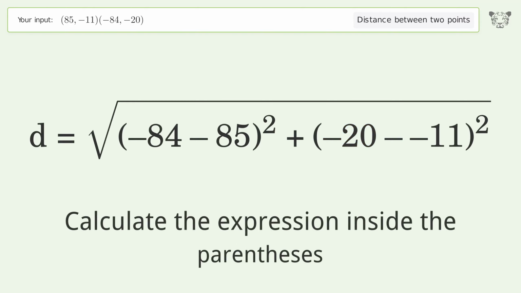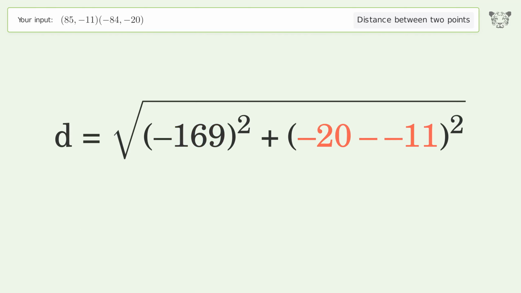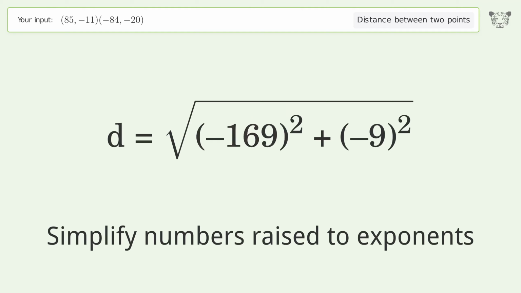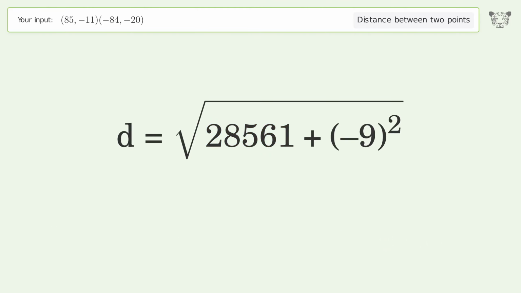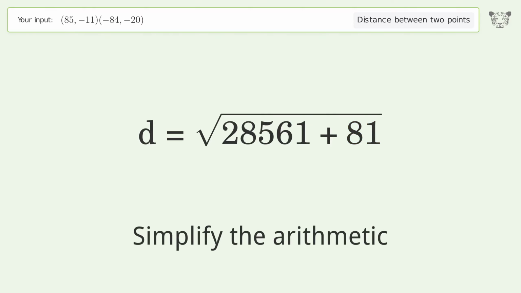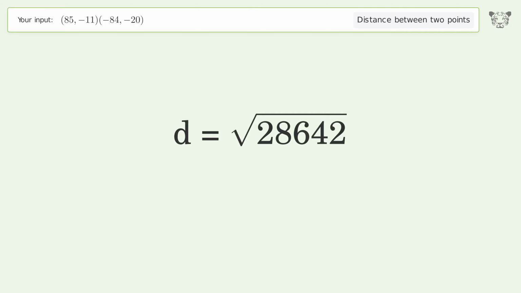Calculate the expression inside the parentheses. Simplify numbers raised to exponents. Simplify the arithmetic. And so the distance between the 2 points is the square root of 28,642, or 169.239.